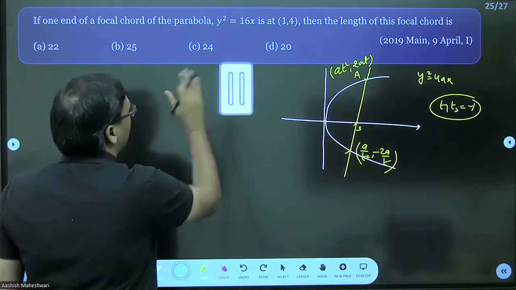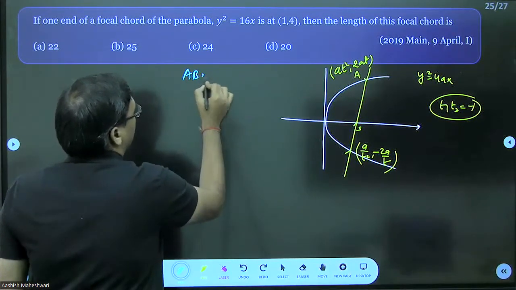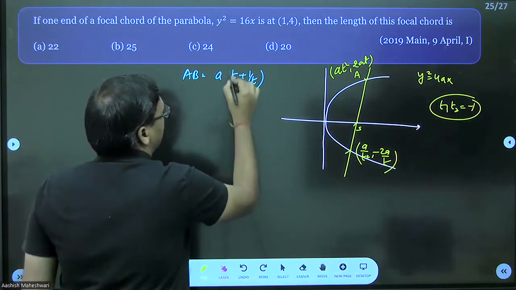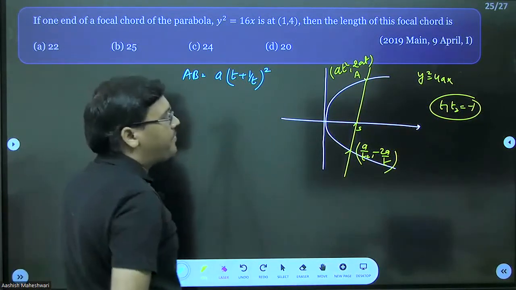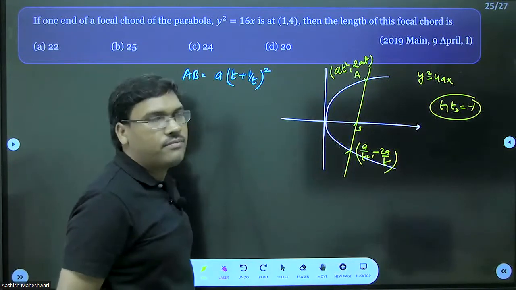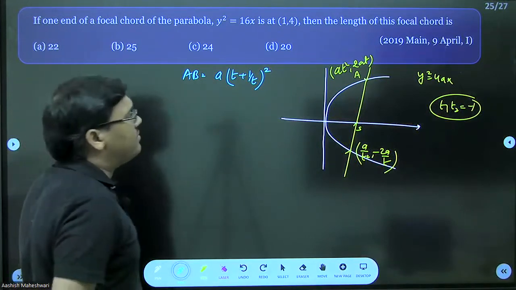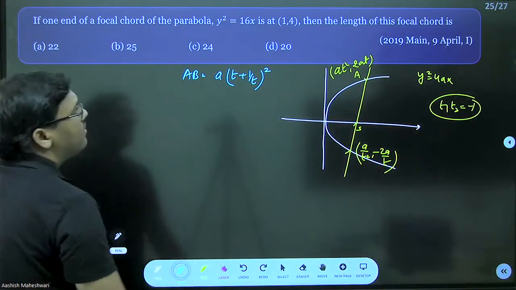What is the length of focal chord? This is AB. This is a (t + 1/t) whole square. This is the length of focal chord, but t is the parameter of the point. Correct? Now see, if you want to directly apply this, what is the length of focal chord at (1,4)?